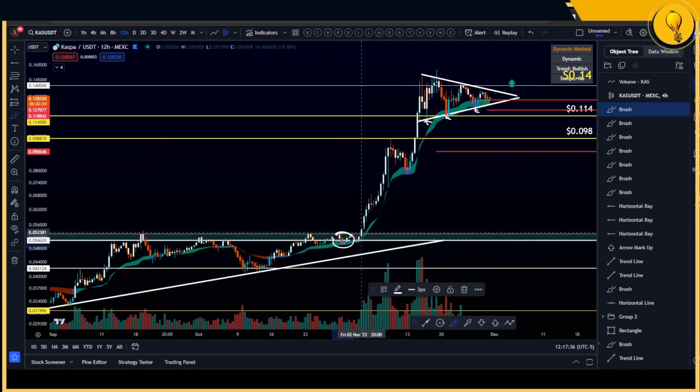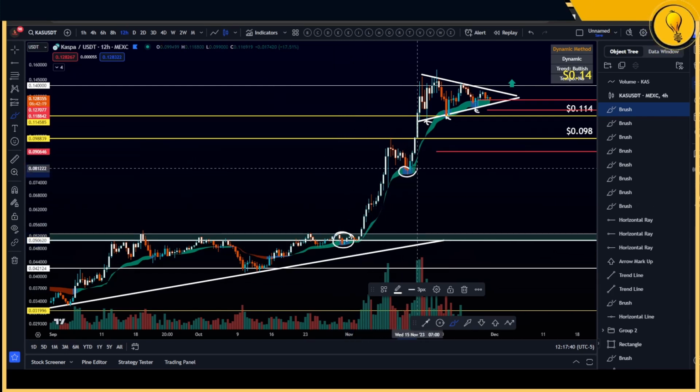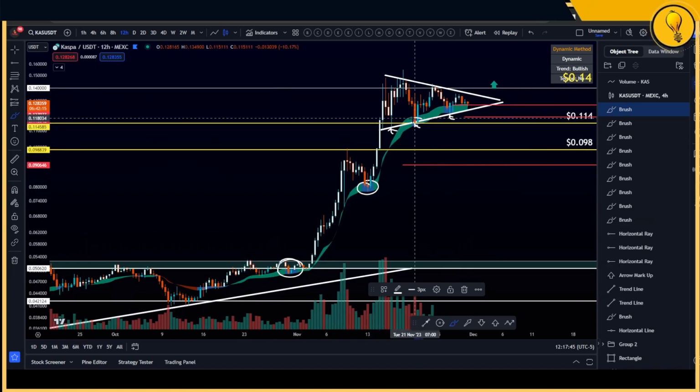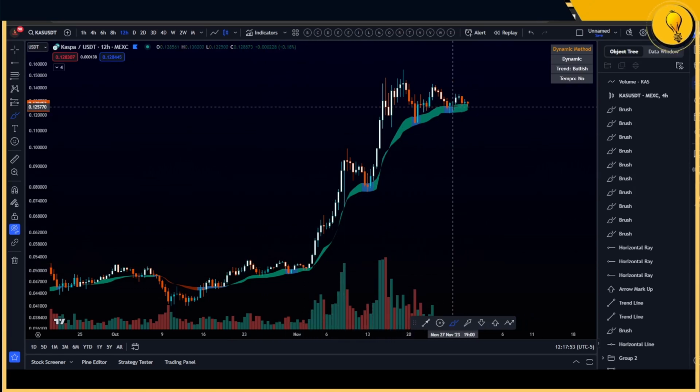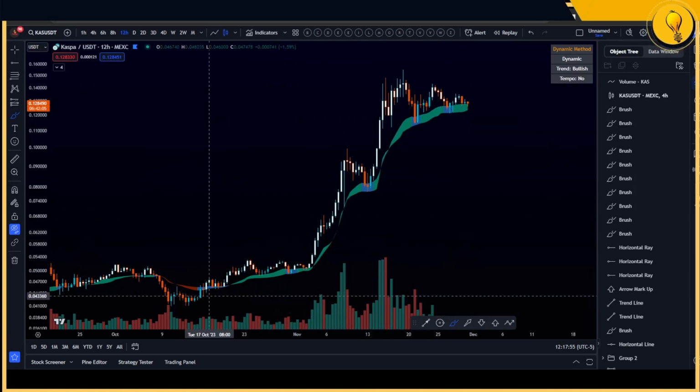So that was the first visit. Rally to the upside. The next visit too, that's where KASPA caught a bid. Once again, bounce, rally to the upside. Even the third visit, notice KASPA caught a bid. Fourth visit, KASPA caught a bid. And notice, not a single break along those dynamic levels. Not a single candle close along those dynamic levels.